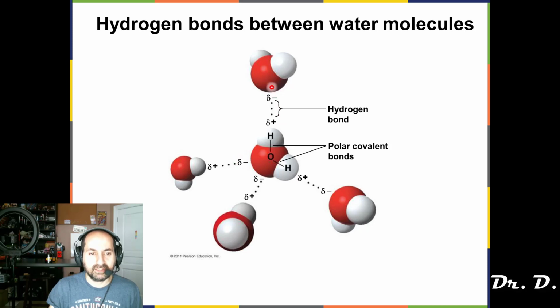So what you wouldn't see is, for example, the hydrogen from this water molecule wanting to interact with the hydrogen from this other water molecule, because then partial positive would be trying to interact with partial positive. And remember, like charges repel, opposite charges attract. And do you see the dotted line? That's called a hydrogen bond.